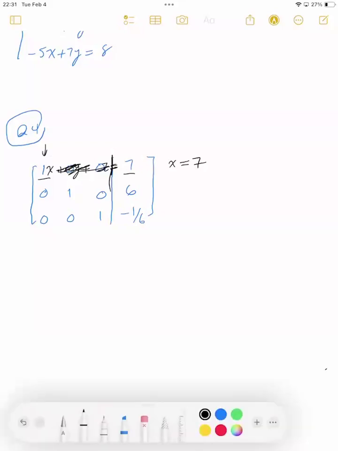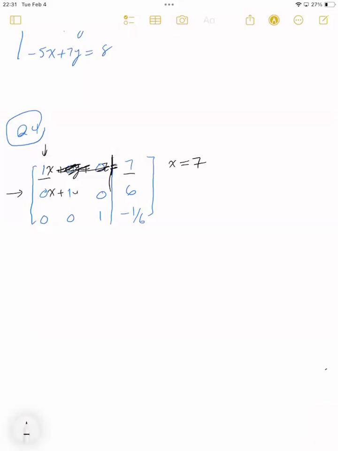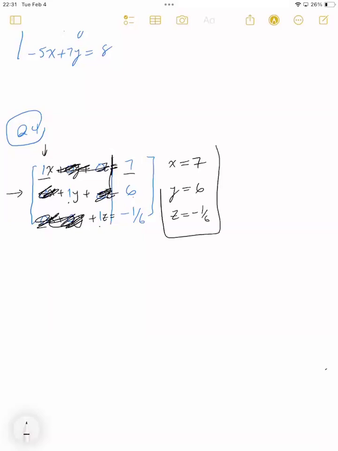The next row, we have 0X plus 1Y plus 0Z equals 6. But 0Z and 0X is 0. We just get 1Y is 6, or simply Y is 6. Last row is 0X plus 0Y plus 1Z is negative 1/6. These are zeros. We just get Z is negative 1/6.